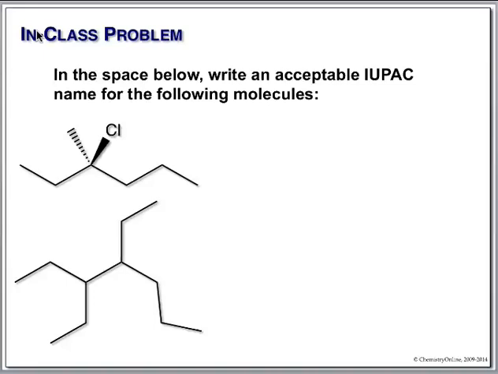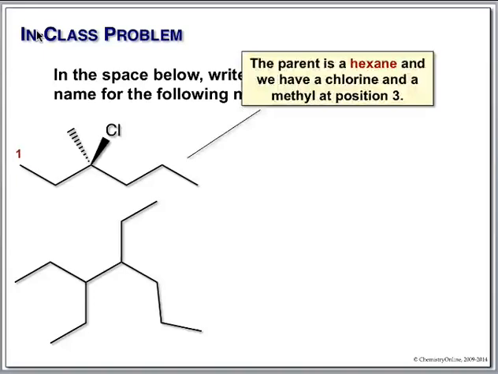All right, right now we're just going to name it, and we're not going to worry about our chiral center. As we look at this, we have a chain with 1, 2, 3, 4, 5, 6 carbons. So this is going to be a hexane. We're going to let this be carbon 1, not this one, because this puts our substituents in carbon number 3. If we started here, it would be in carbon 4. In carbon number 3, we have a methyl group and we have a chlorine. Alphabetically, we're going to name it as a 3-chloro-3-methylhexane.